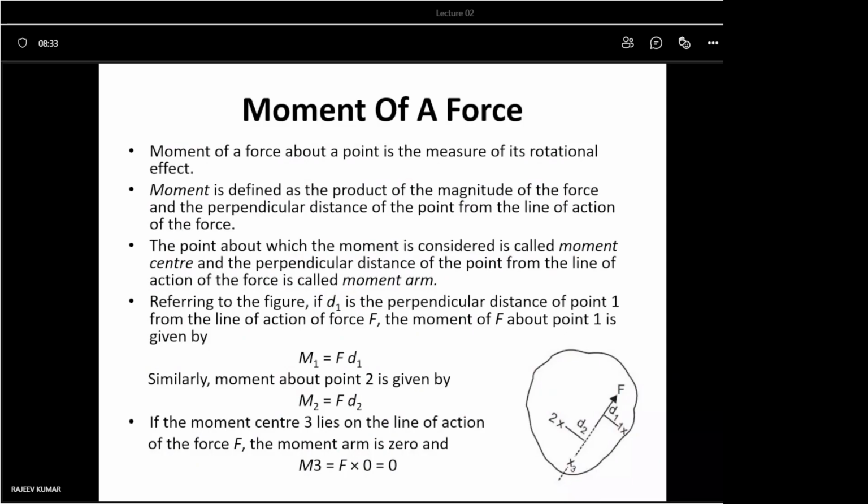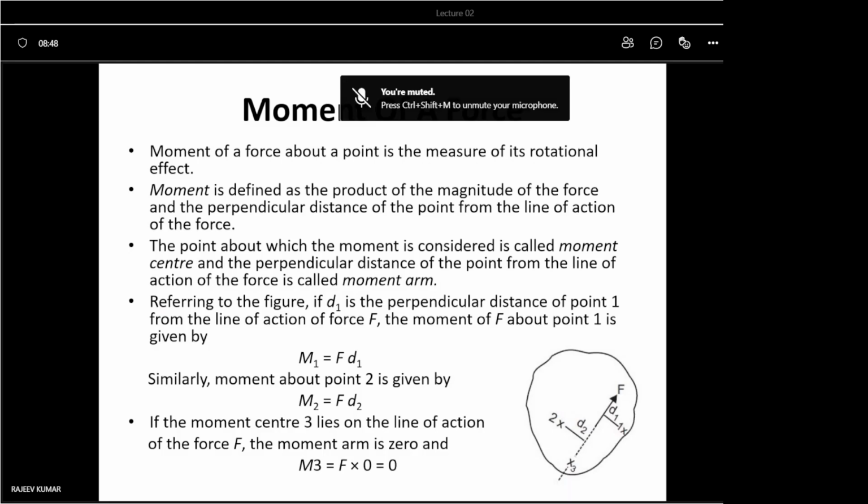Next is the moment of a force. I will discuss the moment, then I will discuss Varignon's theorem. This is Varignon's theorem, and the equilibrium of the systems we will discuss later.